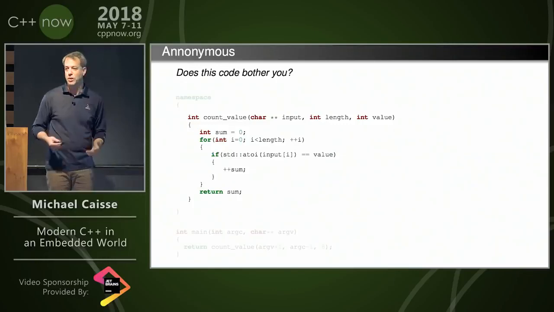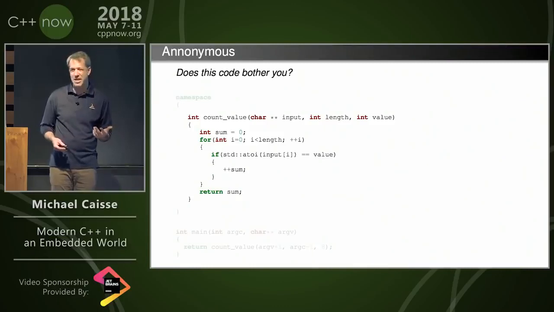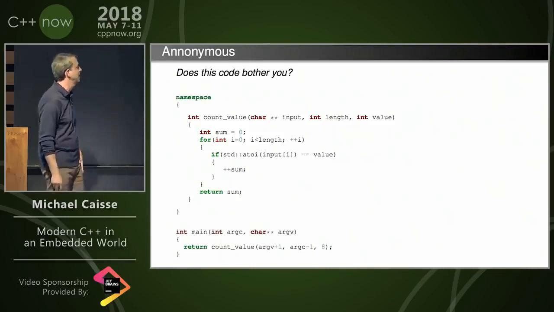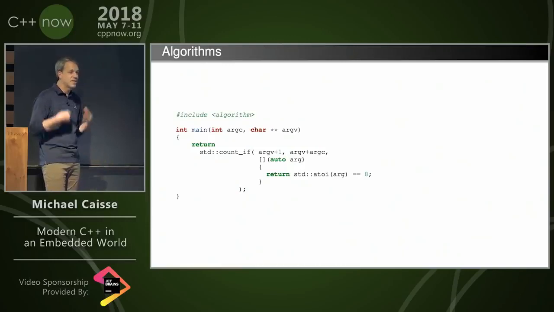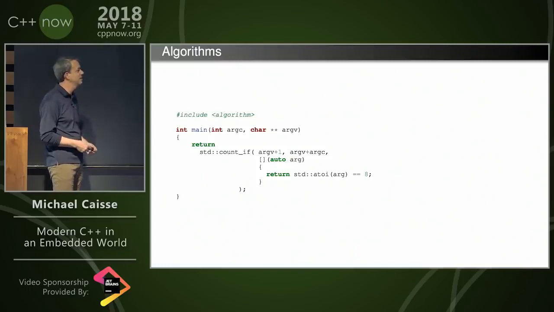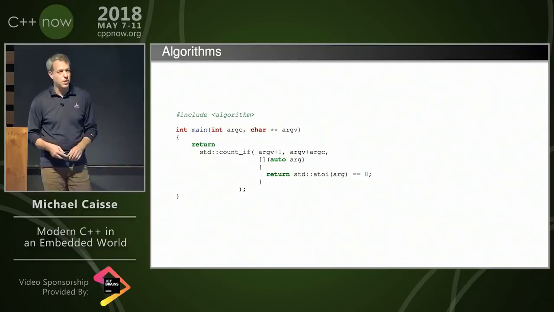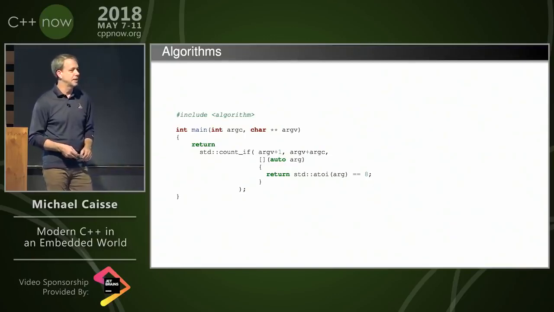And we can just start with the raw loop, right? And we can look at it and go, well, you know, we have actually a perfectly good algorithm that's supposed to do this for me. Count if. Could I just use count if? Maybe I could just use count if. That might be nice. So count if takes iterators and a predicate. So I'm going to just pass in the predicate by the lambda.